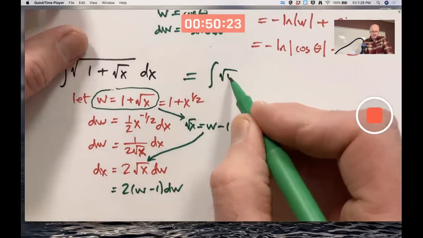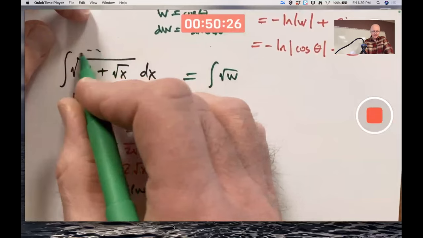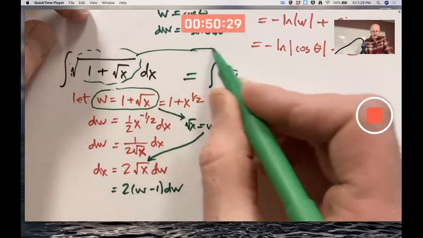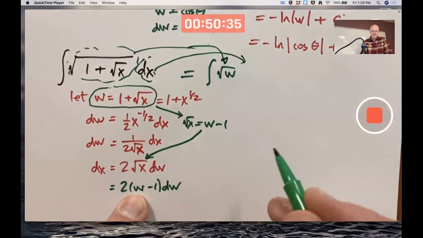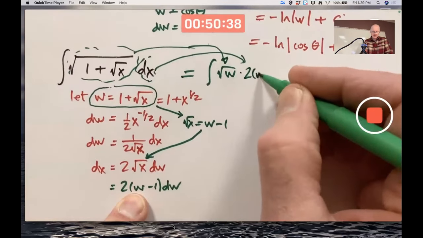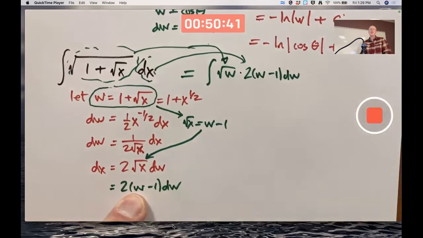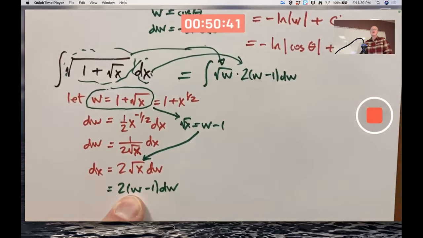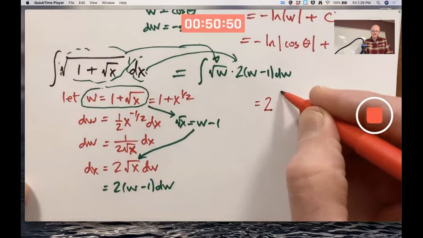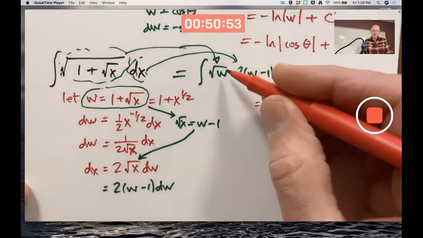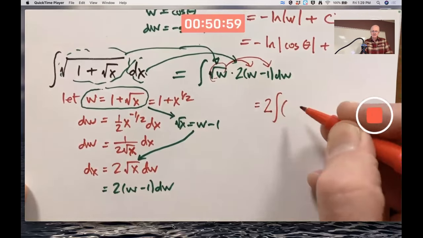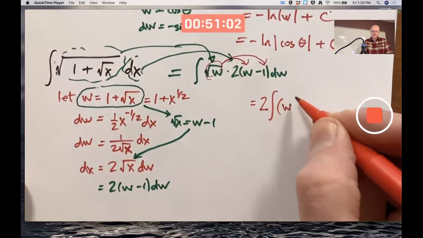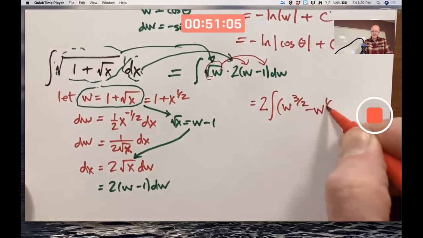You get a square root of W for this entire thing. That becomes the square root of W. And then the dx gets replaced by this, times 2 times W minus 1 dW. Now that integral doesn't look much easier, but it is. You can bring the 2 out in front. It's constant. And the square root of W can be distributed through the parentheses here to get, probably best to write it as W to the 3/2 minus W to the 1/2 dW.